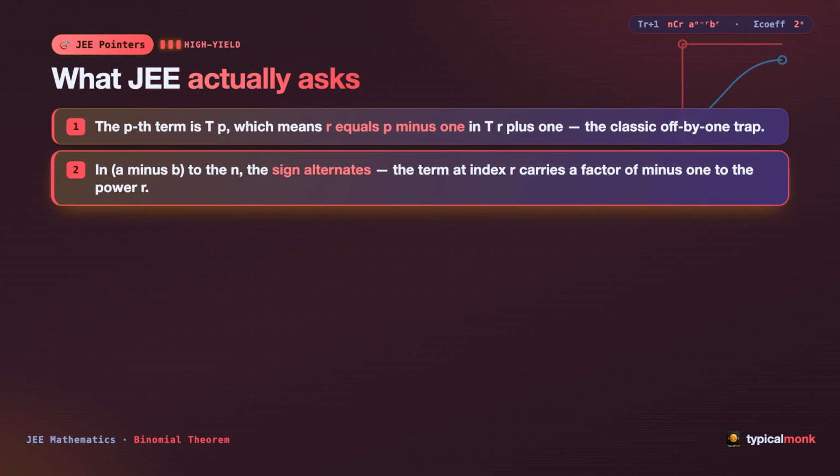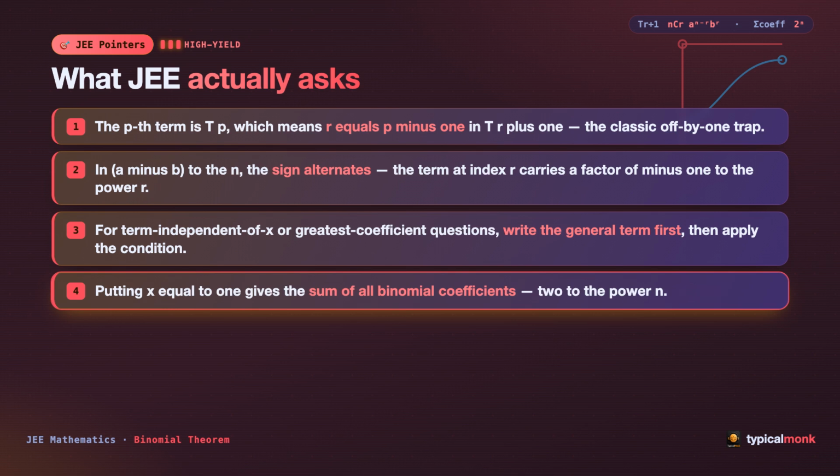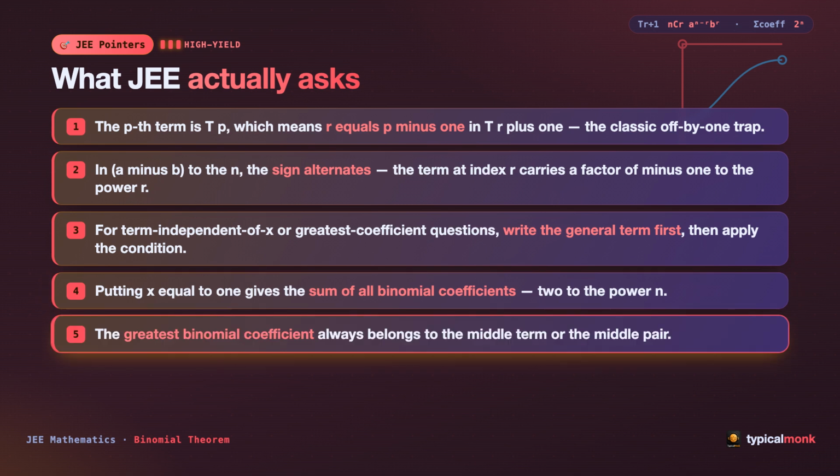2. In (a minus b) raised to the n, the sign alternates. The term at index r carries a factor of (minus 1) raised to the power r, so every odd r term turns negative. 3. For term independent of x or greatest coefficient questions, always write the general term first, then apply whatever condition the question gives you. Never guess the term directly. 4. Putting x equal to 1 hands you the sum of every binomial coefficient in one move, 2 to the power n. 5. The greatest binomial coefficient always sits at the middle term, or is shared by the 2 middle terms. It is never at either end of the row.